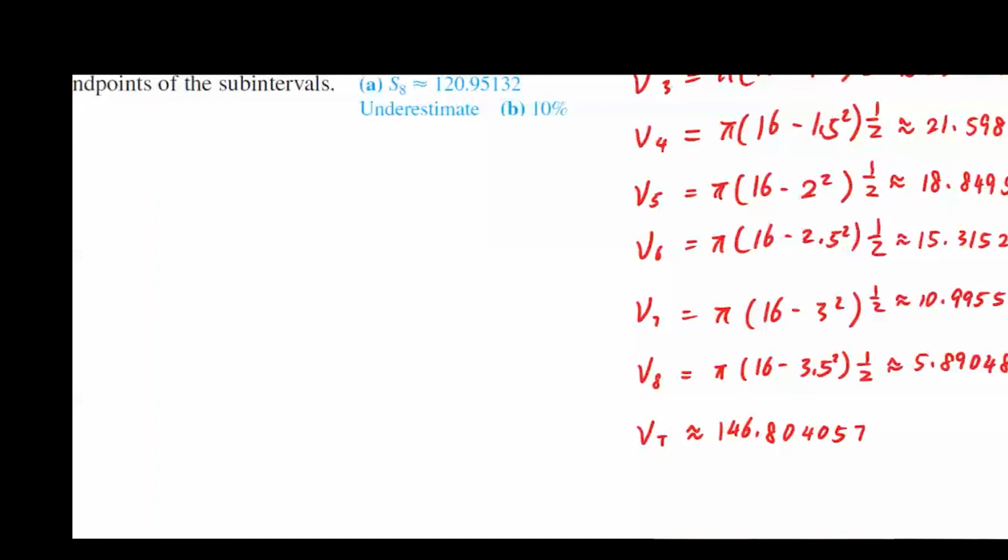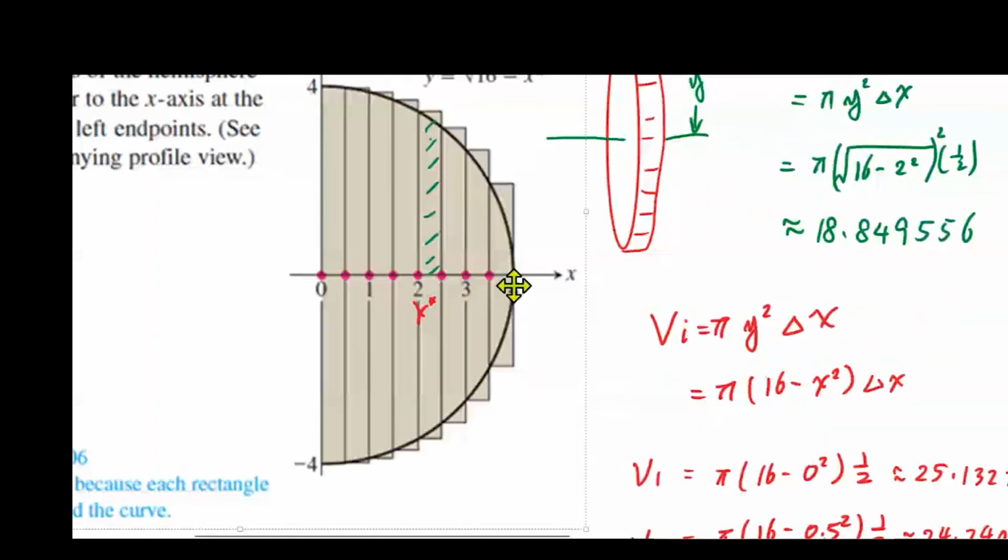That makes sense? Yeah. Okay, now one question I have is, so let me box this in. One question I have is, this is V8 and you only went to 3.5. Why is that? Why don't we go to 4? This is 4 right here.